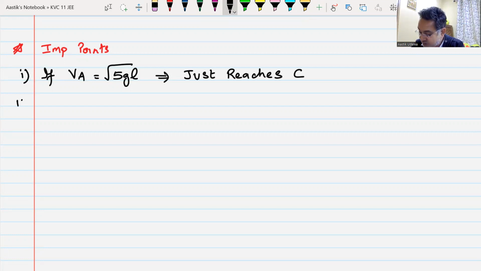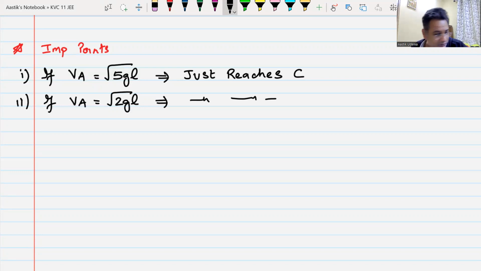Okay. Then the second velocity we have found out. If velocity at point A is exactly equal to root over 2gl, then it just reaches which point? Just now we have seen this, 2 minutes back. That is also present. We can't call it past. Yes?